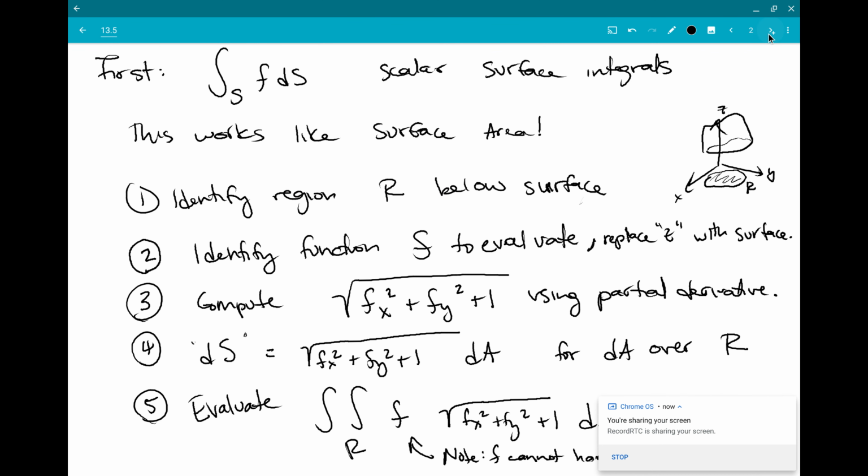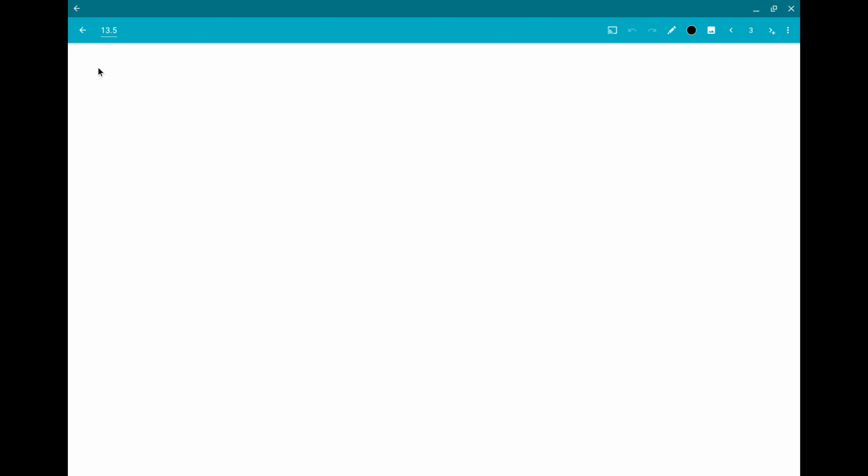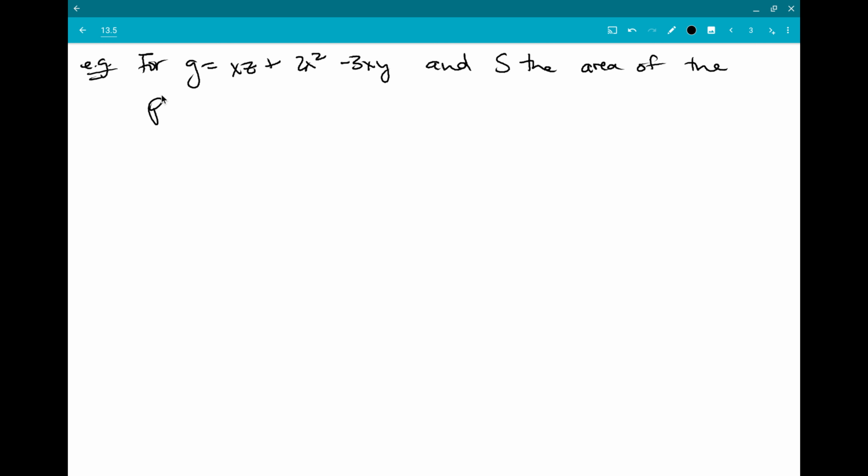All right, so let's go ahead and try a practice problem with integrating a function over a surface. What we're going to do is, for g equal to xz plus 2x squared minus 3xy, and S the area of the plane 2x minus 3y plus z equals 6 over the unit square.